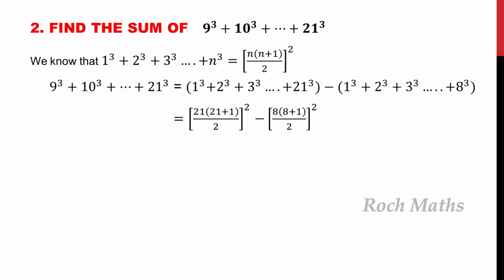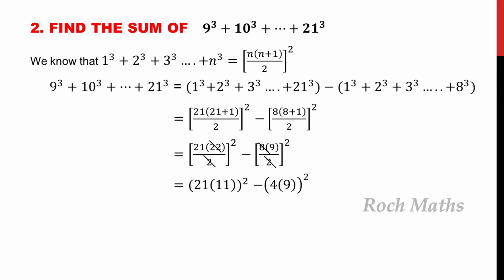21 plus 1 is 22 and 8 plus 1 is 9. Now we can cancel 22 by 2 table. 11 2s are 22. The same way we can cancel 8 by 2 table. 2 4s are 8. Now we get 21 into 11 the whole square minus 4 into 9 the whole square.